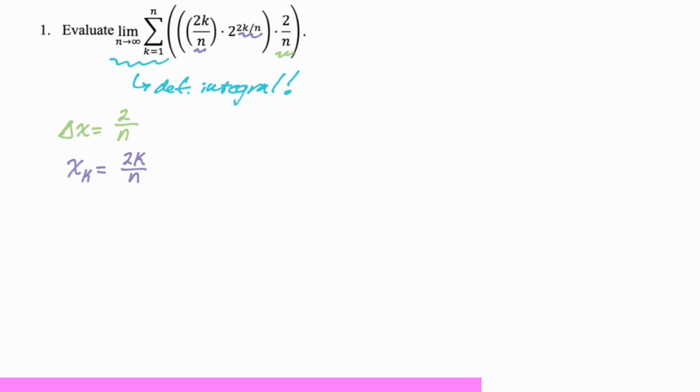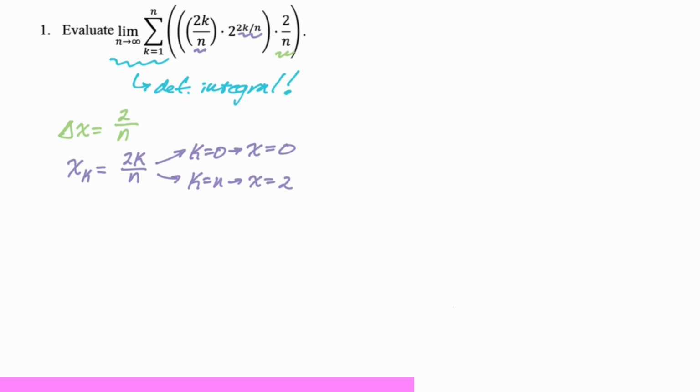Using x sub k, we're going to find the bounds of our definite integral. The way you do that is you let k equal 0 and you let k equal n, and you just see what x sub k gives you. When k is 0, we get 2 times 0 over n, which is just 0. When k is equal to n, we get 2n over n, which is just 2. So our bounds for our integral are going to be 0 to 2.